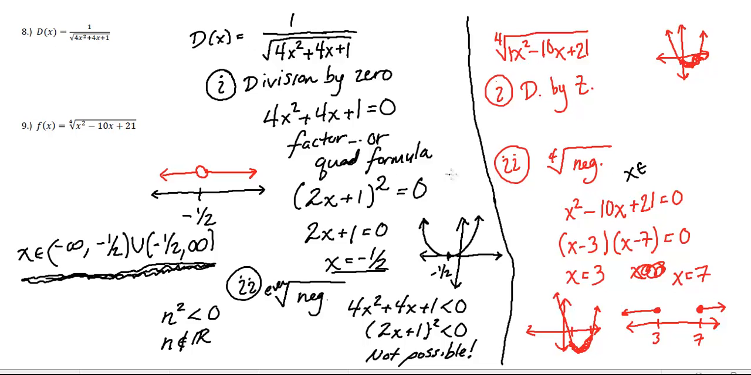Alright, so now I know x is going to be from negative infinity up to 3, and I'm going to use a bracket this time because I can totally include that point, and it can go from 7 to infinity.